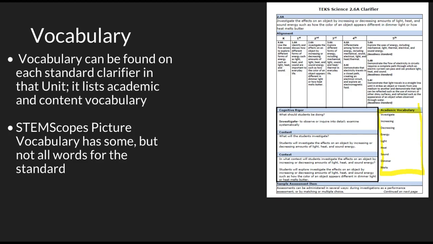And then just a quick reminder to make sure that you're accessing the vocabulary list from the clarifiers. Those clarifiers, again, are linked in the unit overview. I know many teachers like to use the STEM Scopes picture vocabulary, and it has some of the vocabulary, but not all. So if you're relying on that as your list, your students really are not going to be exposed to the vocabulary that they need to really be mastering that standard.